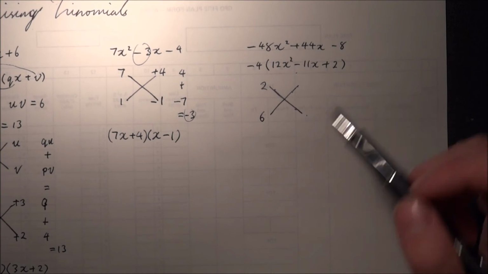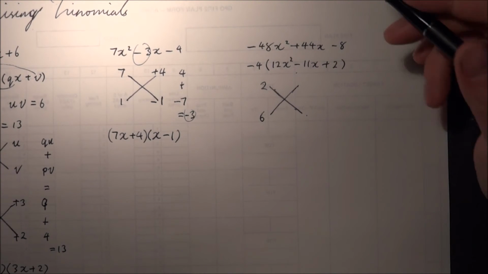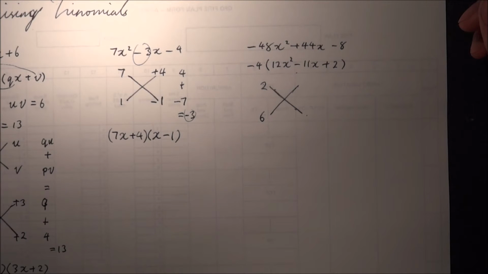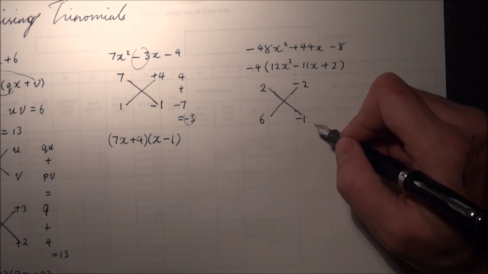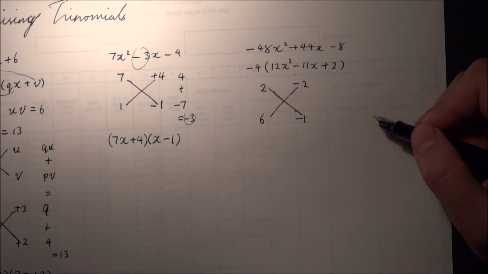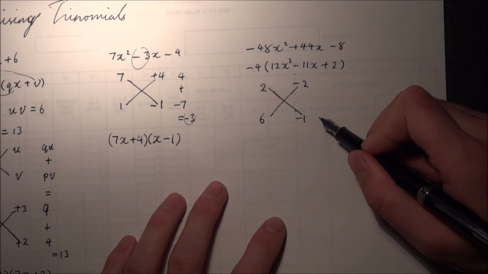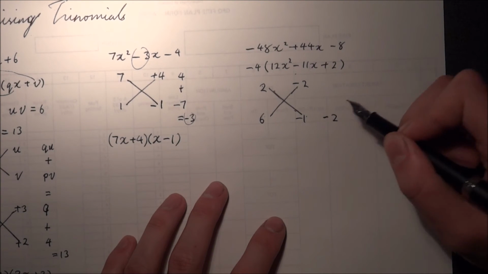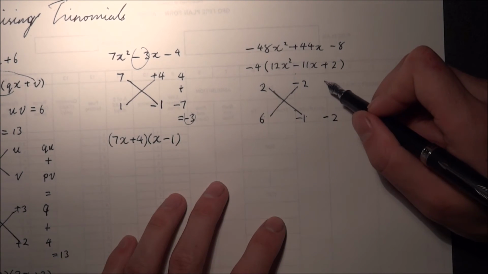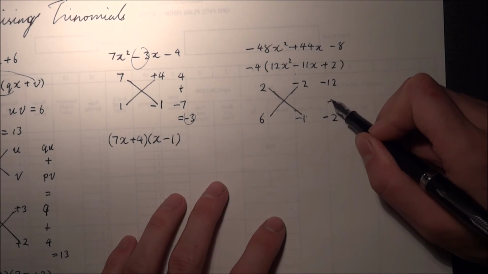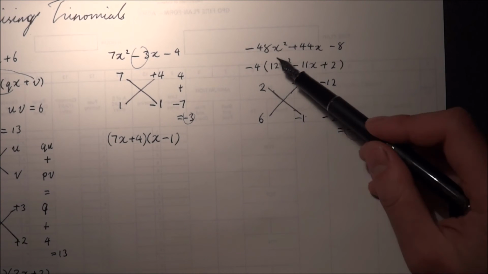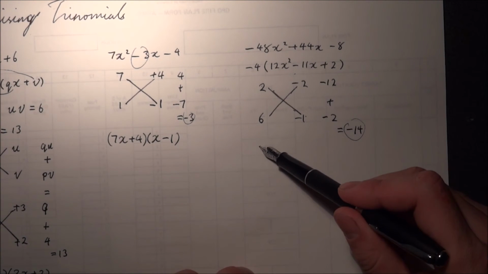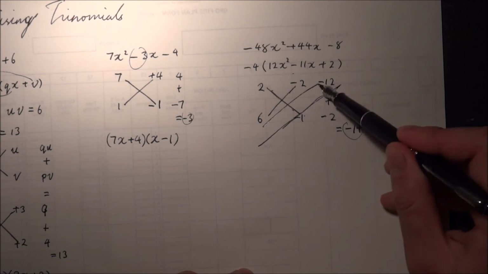Well, let's try it. Let's try negative 2, negative 1, 2 times 1. 2 times negative 1 is negative 2. 6 times negative 2 is negative 12. When you add them, it equals negative 14. Of course, negative 14 does not equal negative 11, so this doesn't work.